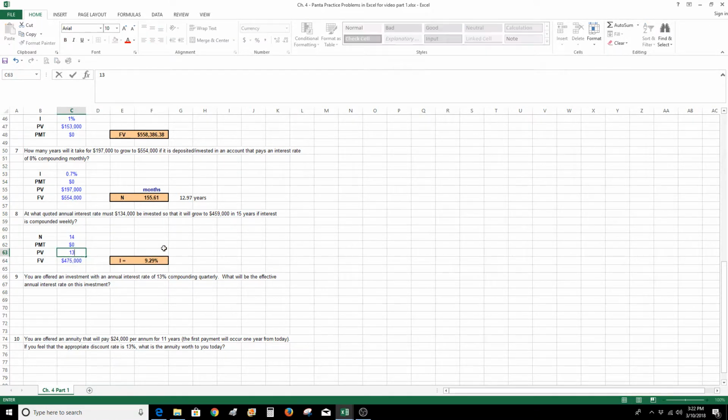So $134,000 is the present value, and it's going to grow to $459,000, so that's the future value, in 15 years. So it's 15 years times, and it's compounded weekly, so there's 52 weeks in a year, so you're going to multiply by 52, okay? So this interest rate is based on a weekly basis. So to get it on an annual rate, you're going to take the weekly interest rate times 52, and this would equal the annual interest rate.